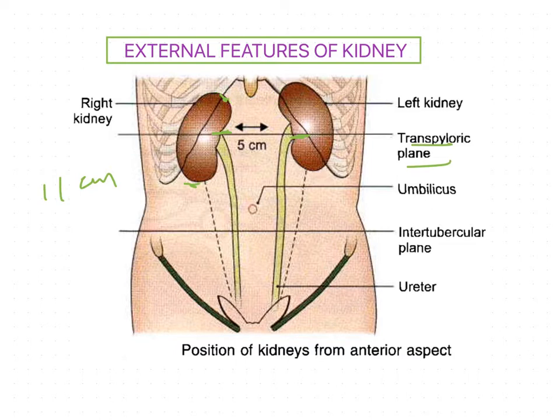Now, we will see the surfaces of the kidney. One is the anterior and the other is the posterior surface. The anterior surface is irregular and the posterior surface is flat.